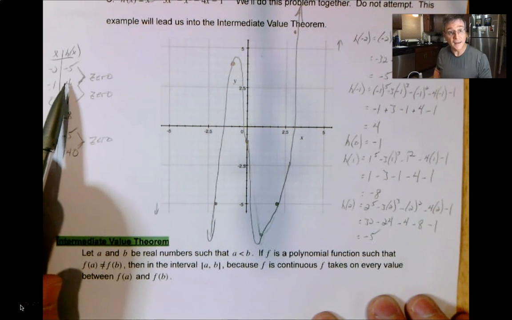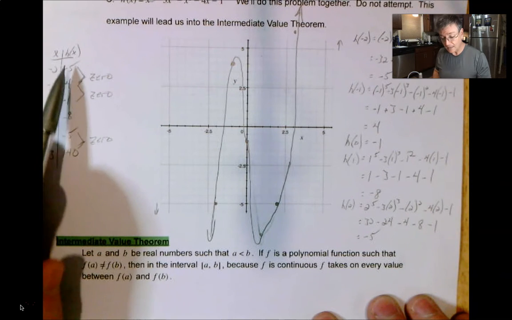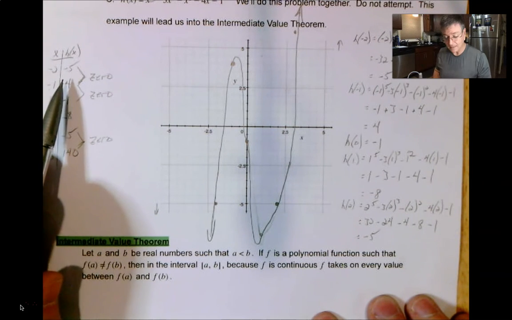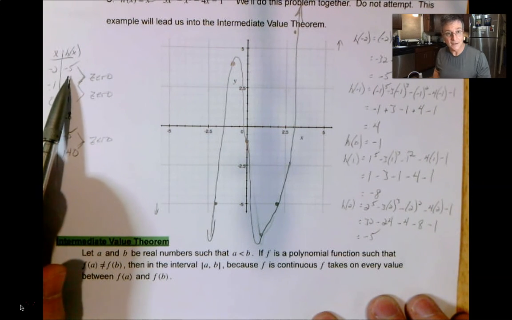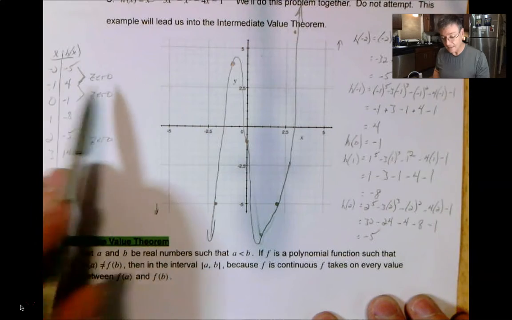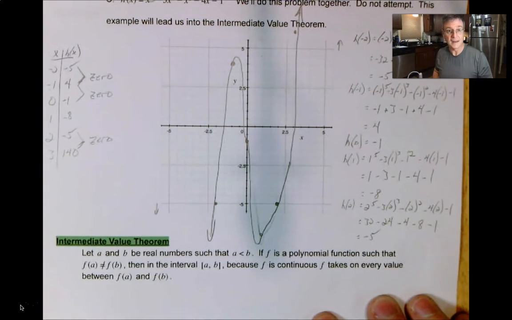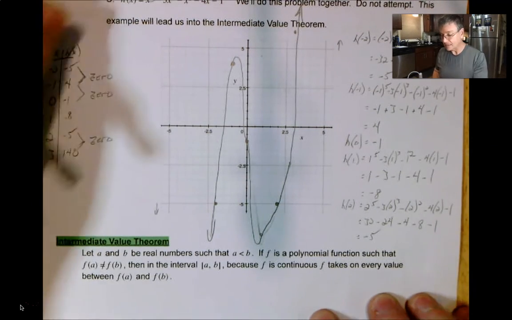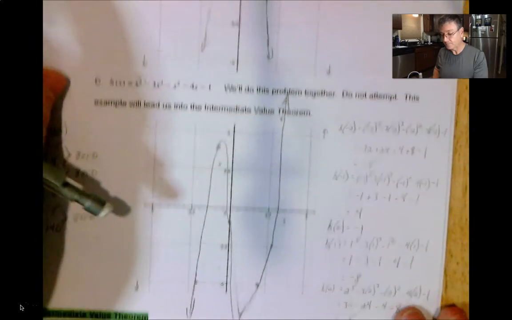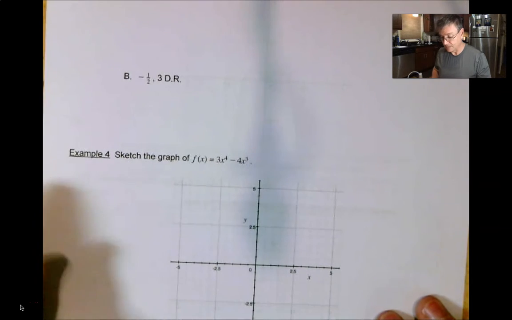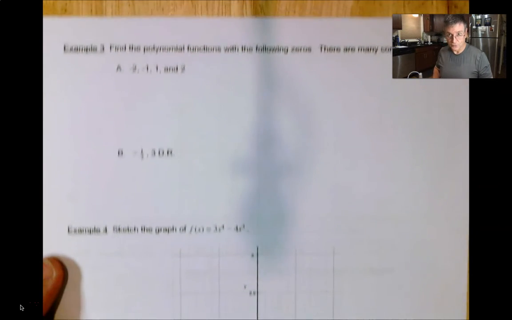Now, it could have stuff outside of that range, but it can't skip anything. It can't skip a -1. It can't skip a positive 1. And most importantly, it can't skip a 0. It has to have a 0. That's the intermediate value theorem. Example 3. And we're going to use the intermediate value theorem in future problems.